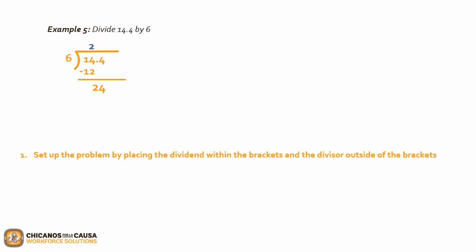So now we ask ourselves, how many times can 6 be divided into 24? In this case, it actually divides into it equally by 4. So we do 6 times 4 equals 24, which we're going to subtract from the 24 above it. This will finally give us a remainder of 0.